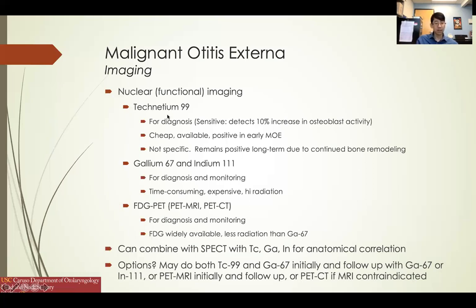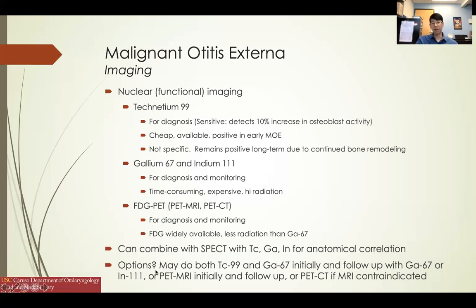So if you're doing a technetium, gallium, or indium scan, you would want to combine that with SPECT imaging to get better anatomic resolution, because otherwise you have poor resolution. So what are your options for imaging for MOE in general?